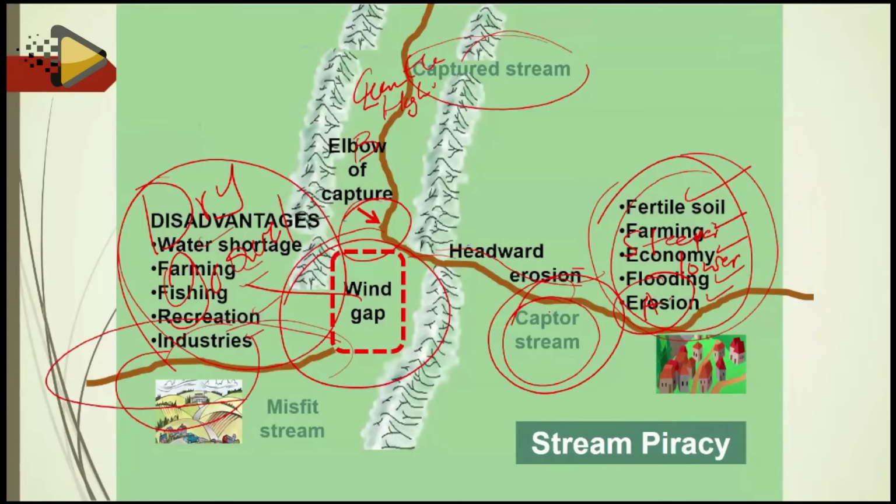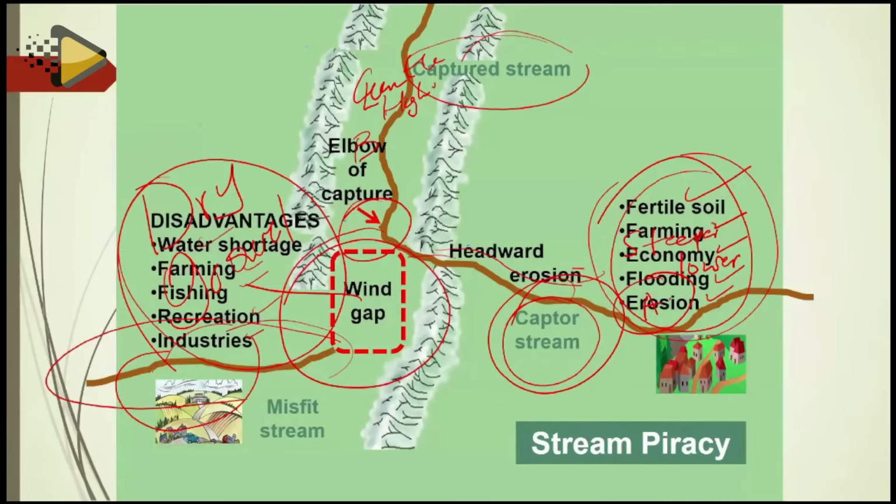The river is going to have more water. The river will rejuvenate because it is going to regain more energy. The river can cause a lot of flooding. The river is going to have more vertical erosion. The deposition will decrease because now the river has more energy for erosion.